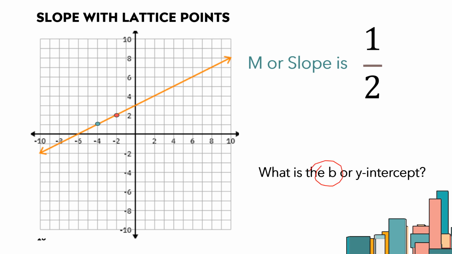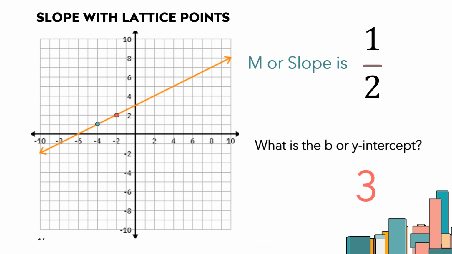Now let's think about the b. Where's our y-intercept? So I'll look on the y-axis. Oh, here it is. What number is that? That's right. It's 3. So our slope is 1/2, and shortly it's always going to be written as m is equal to 1 over 2, b is equal to 3.